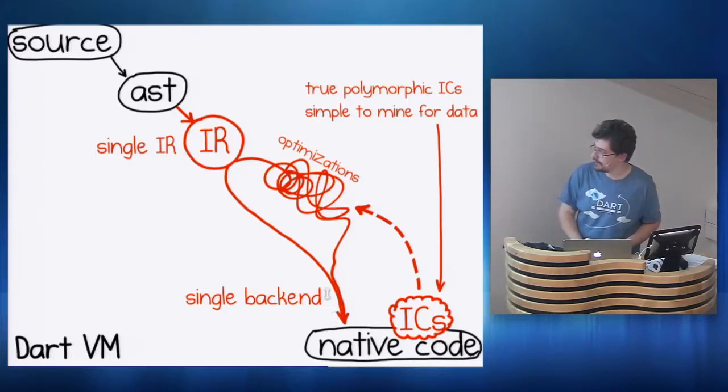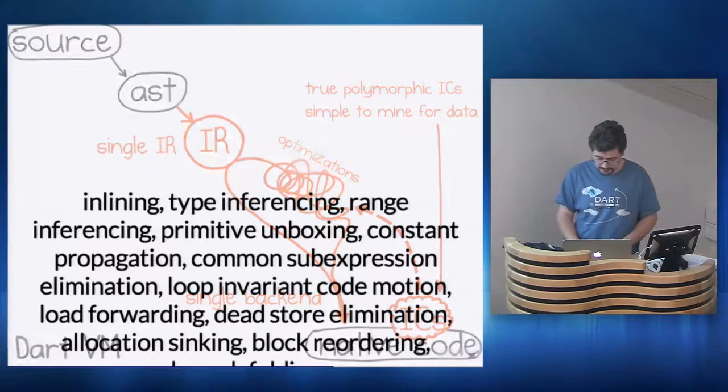Okay, and then you feed it again into the backend, and you get native code with fewer ICs, ideally with no ICs at all. And if some assumptions are violated, then you just jump into the unoptimized copy of the code. This process is called deoptimization. So it's a fairly classical approach.